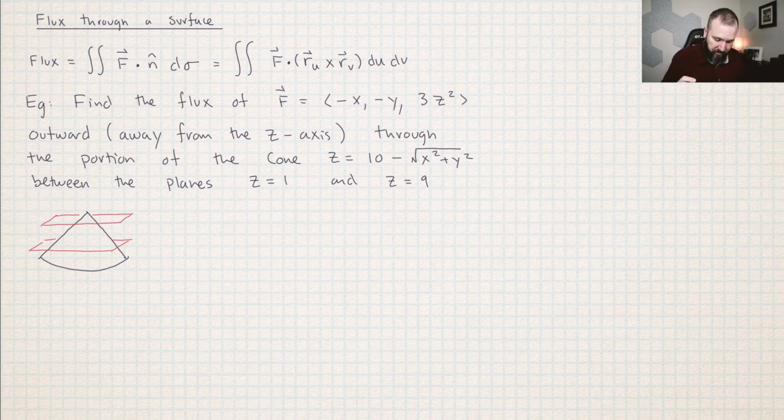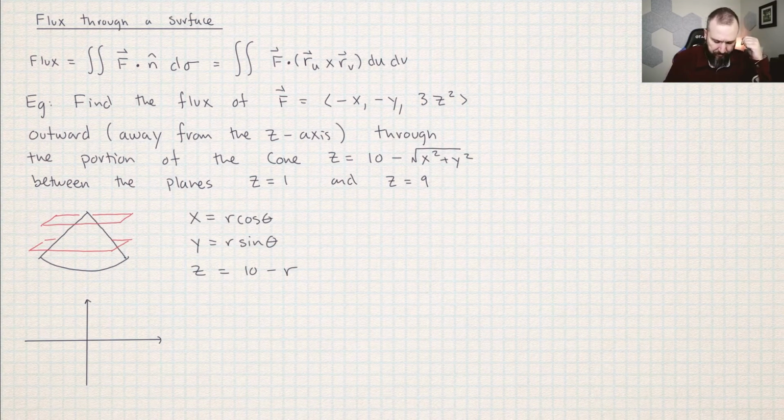Okay, so what we're doing is I want the normal vectors to be oriented away from the z-axis. So in this problem, all our normal vectors need to be pointing out right there. And we are between these two values of the cone. So the first thing that we need to do is set up a parameterization. I think it's pretty obvious that we're going to use some type of cylindrical coordinates in order to parameterize this surface. Now, if z equals 1, I'm going to have 1 equals 10 minus r. So this is going to give me r equals 9. And if I have z equals 9, then I will have 9 is equal to 10 minus r. So that's going to give me r equals 1.